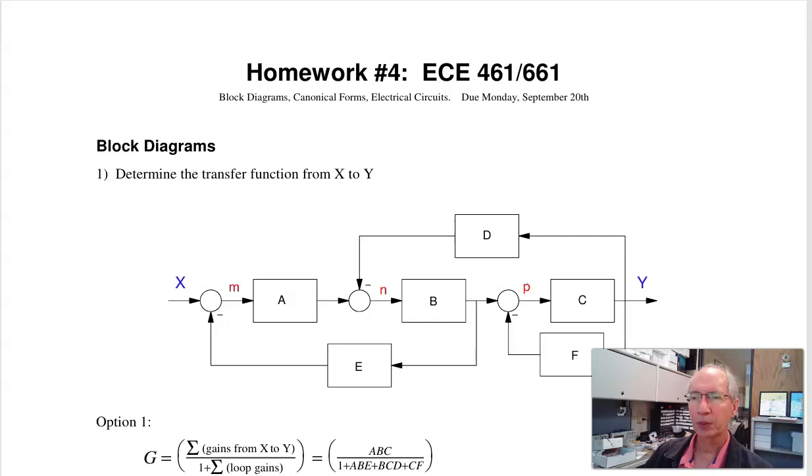Here are solutions to homework set number 4 for ECE 461-661 control systems. This homework set looks at block diagrams and canonical forms. First problem. Here's a block diagram.